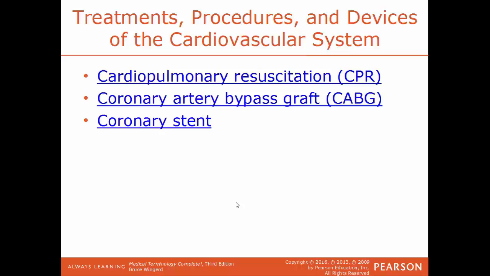And a third term here, a coronary stent. This is a reference to a tube-shaped structure that's inserted into a coronary vessel to help prop it open and help keep it open. And by doing so, you're going to increase the amount of space that the blood can flow through that vessel. This is mainly done to help free up clogged coronary arteries.